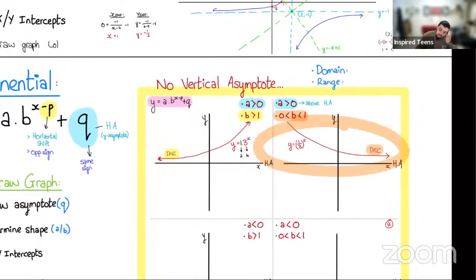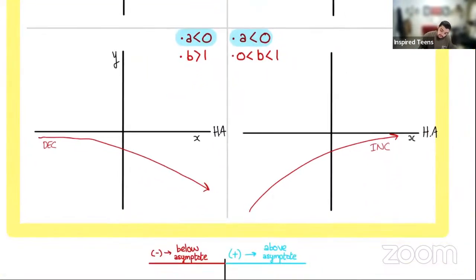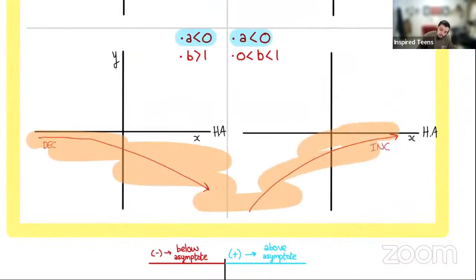When B is between 0 and 1, it's decreasing. Let's move on now to the bottom, where A is less than 0. So A is less than 0. In both of them, you can see they're below the horizontal asymptote.